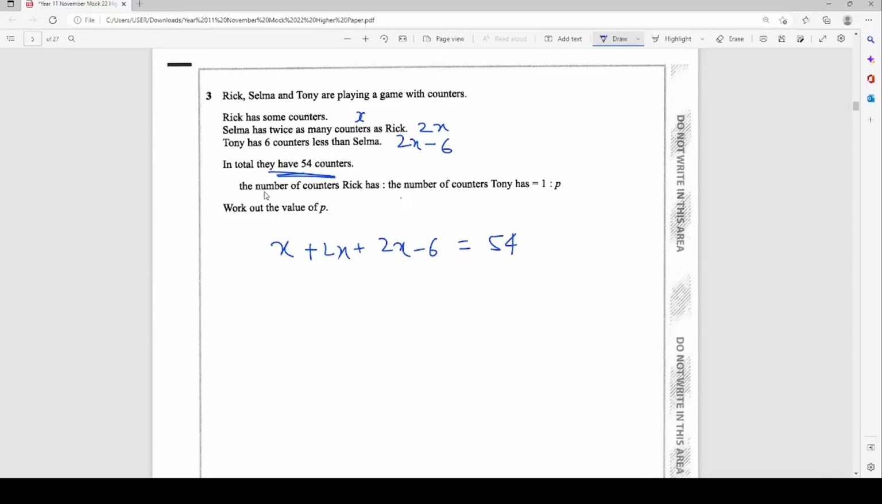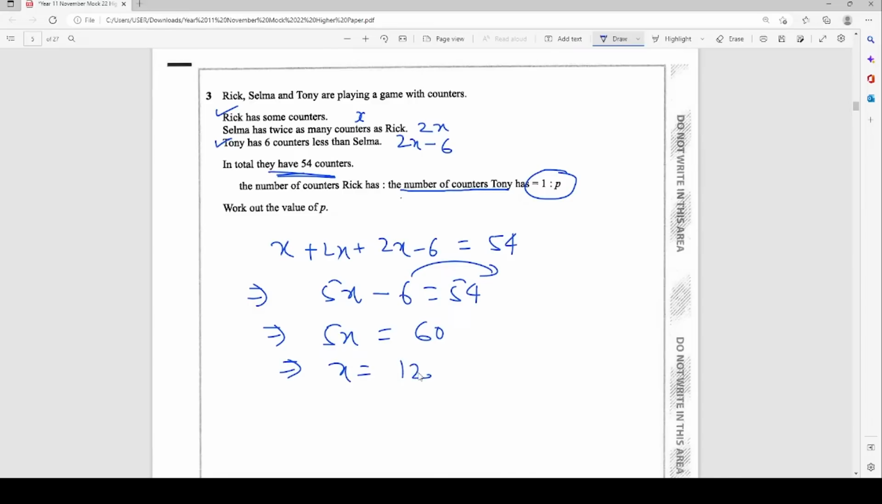Now, what else is given to us? The number of counters Rick has and the number of counters Tony has have a ratio of 1:p. So we first need to find how much Rick has got and how much Tony has got, and if we find the ratio, we should be able to get the value of p. So the first step is to find how much Rick, Selma and Tony have individually. To do so, we will just solve this equation. I have got 5x minus 6 is equal to 54. Adding 6 to both sides gives me 60. Dividing both sides by 5, x is equal to 12.